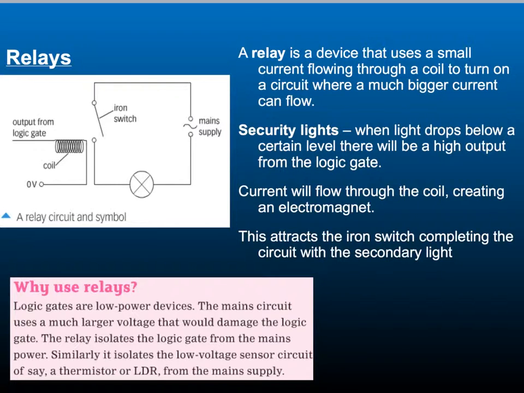Relays are very important circuits. We need to use them because the logic gates are low power devices. The main circuit uses a much larger voltage that would damage the logic gate. The relay circuit isolates the logic gate from the mains power. Similarly, it isolates the low voltage sensor circuit of a thermistor or LDR from the main supply. So we are protecting these low power devices from any damage from the main supply or the main circuit.